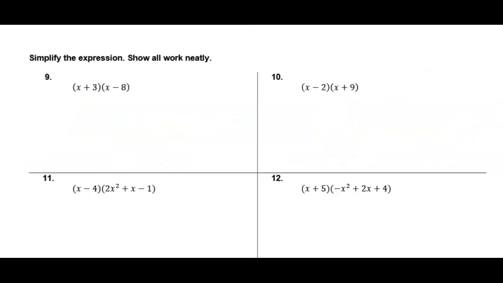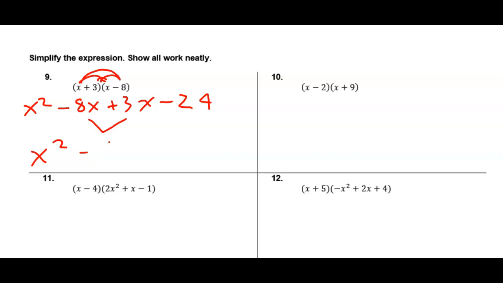On the back, when we multiply, first term times first term, x squared. First term times second term, negative 8x. 3 times first term, 3x. 3 times negative 8 is negative 24. And then these like terms can combine, so I have x squared minus 5x minus 24.